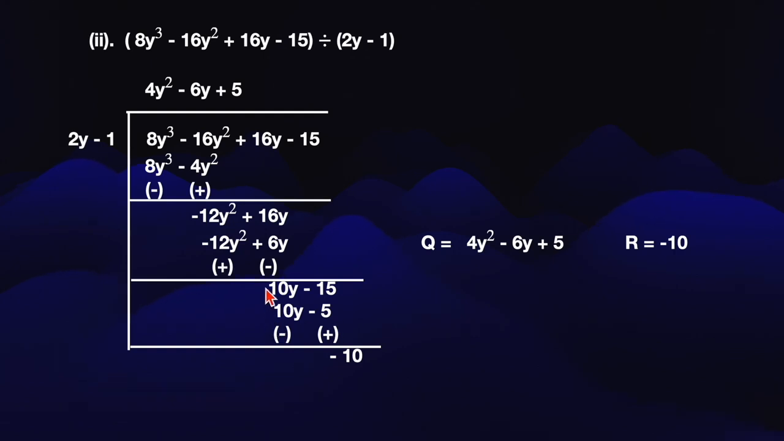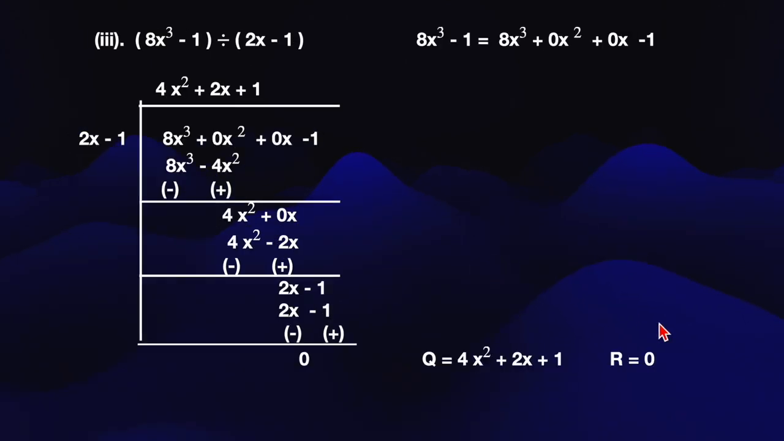Here again both are positive, so I'm going to change the sign of this. So this positive becomes negative, negative becomes positive. 10y minus 10y is 0. Minus 15 plus 5 is minus 10. No more terms to bring down. So remainder is minus 10. Quotient is 4y square minus 6y plus 5.